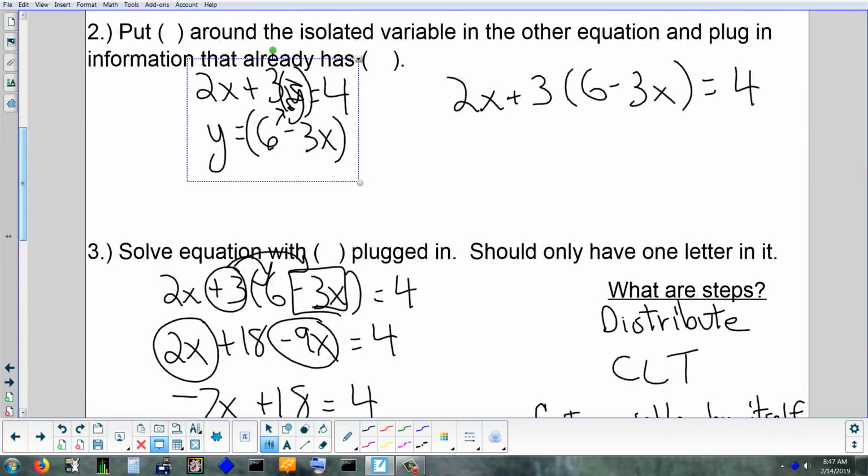Which equation do I want to plug into? The top one or the bottom one? The 2x plus 3y equals 4 or the y equals 6 minus 3x? Ellie? Top one? No. The bottom? We want to plug it into the one that's already rearranged. So the bottom one, that's the one we rearranged. That's the one that's got the variable by itself. The y equals 6 minus 3x.